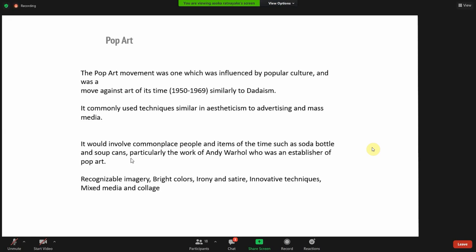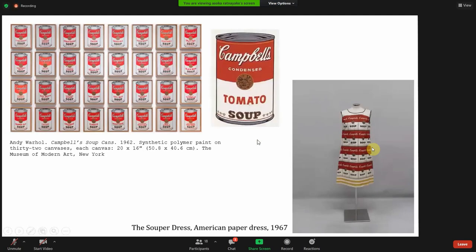We'll see about him later. Andy Warhol is a pioneer artist in pop art. So this was inspired by popular culture and this is Andy Warhol's work. The soup can. It was printed with synthetic polymer paint on 32 canvases. Even the brands were incorporated into his paintings.